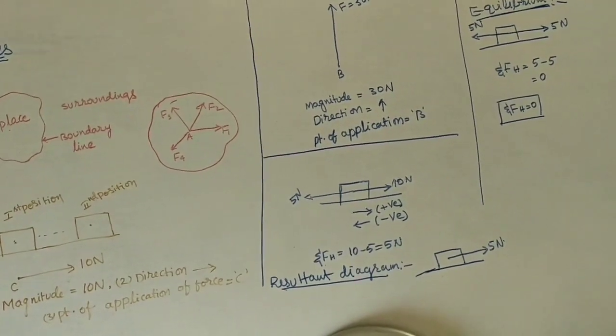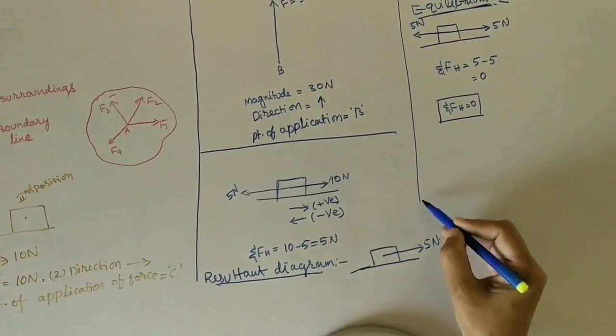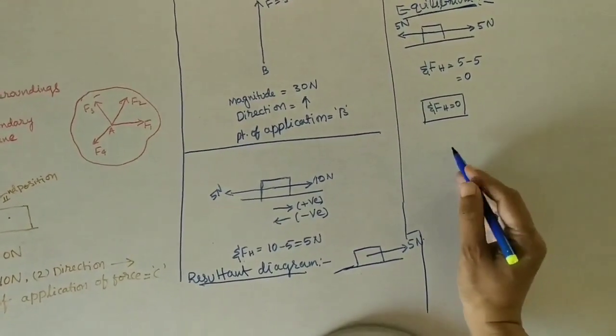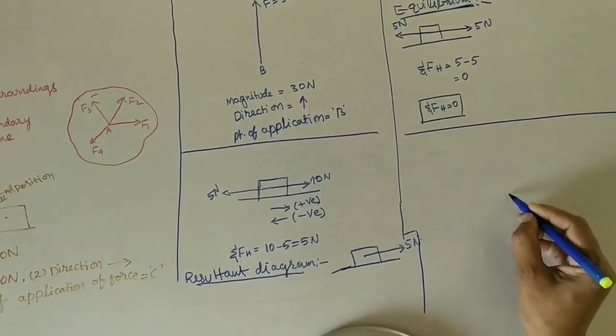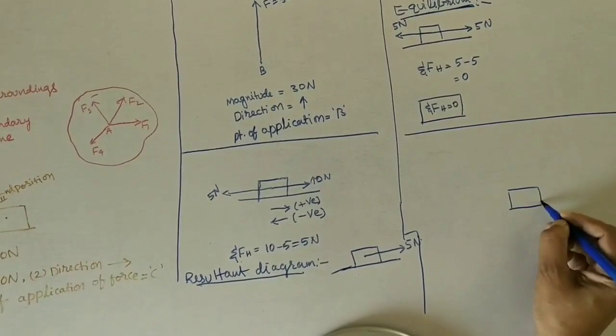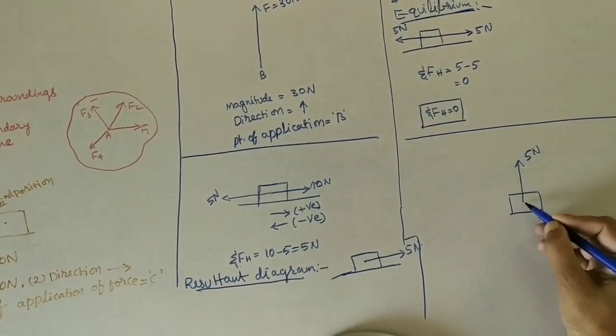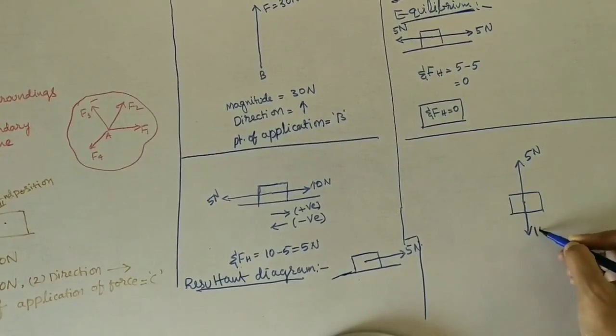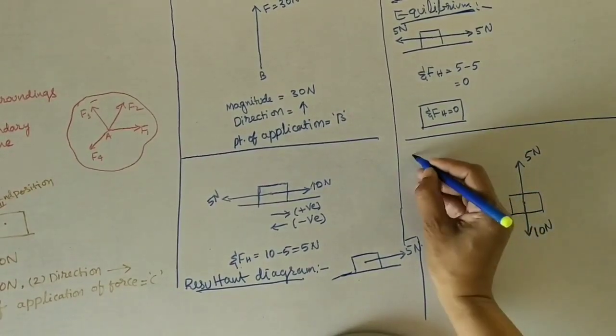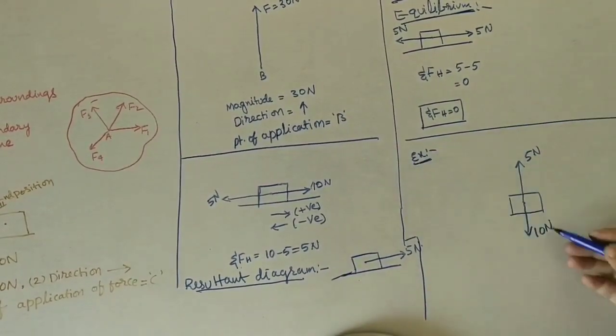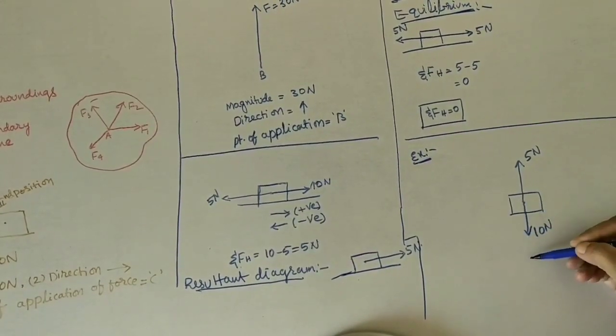Okay, we will see now. Here I am taking one example. One object I am taking. Now I am applying some vertical component here, 5 newtons upward. In the downward direction I am taking 10 newton force. In which direction is it moving? This is the example. Obviously it is moving in the downward direction.